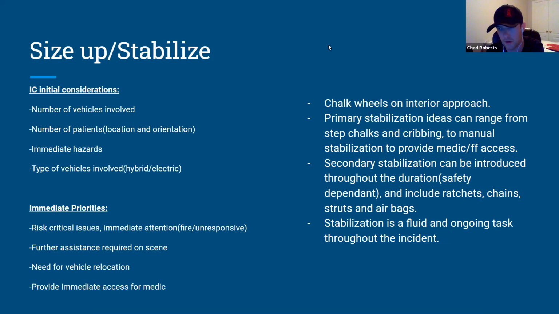So for immediate attention, that's our fire or unresponsive patient. If we have a fire situation that we can't contain right away, or we know is going to be a problem for us, we need to get into an immediate extrication situation. We'll talk about the different levels of how we're going to classify our patients' conditions when we get there. So risk critical issues: fire and unresponsive patients. Next is the assistance that we're going to need.